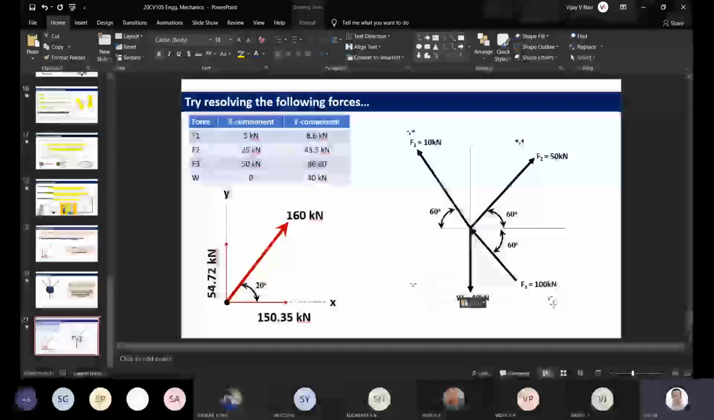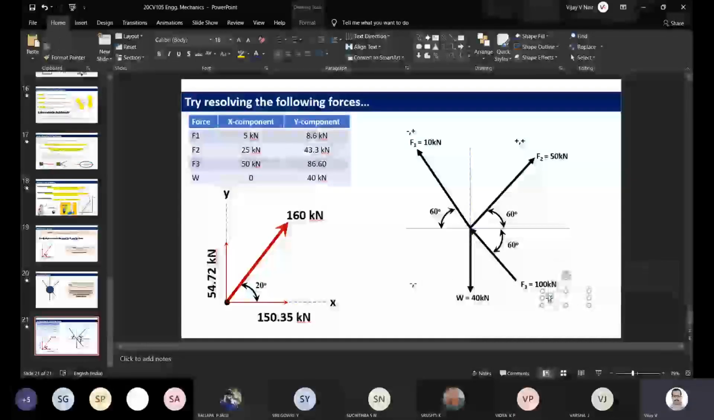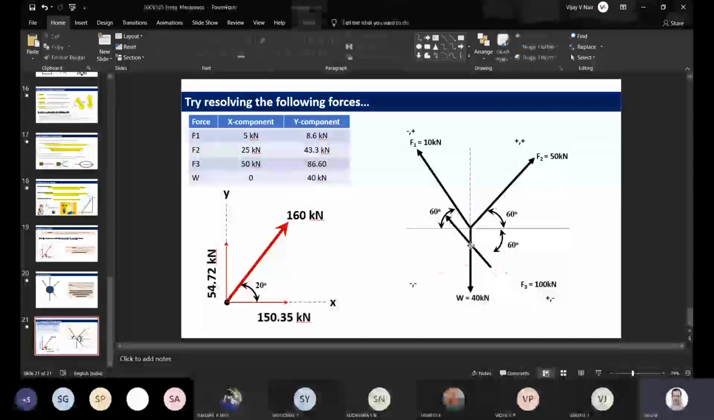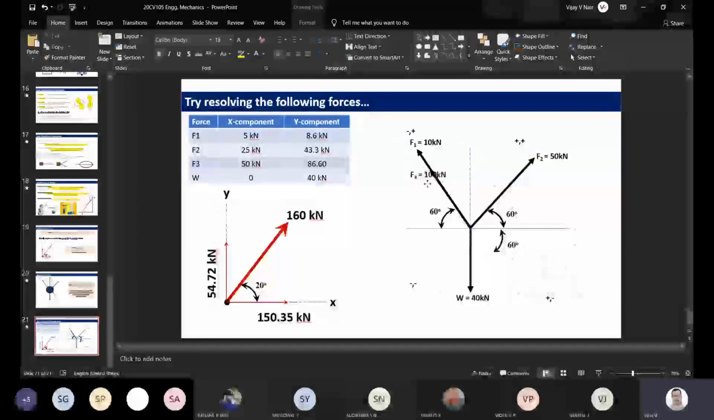Yes, here it will be negative. So this is a sign convention that you have to follow. You have seen the principle of transmissibility: if the particle is along this particular line, wherever the force acts, it's the same. So it's equivalent to say that F3 is acting here itself. Since the angle is the same, it will be here this way, and this particular F3 is acting here.